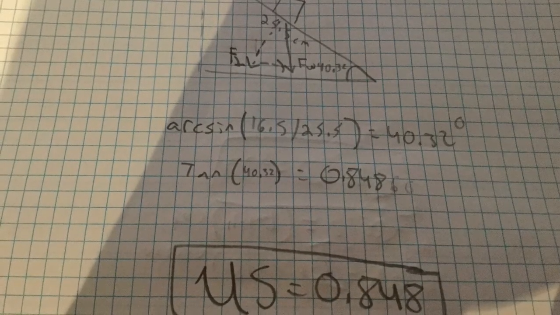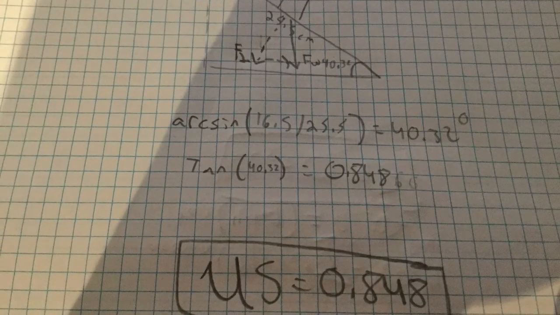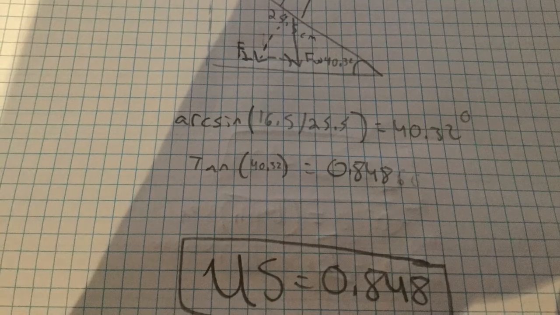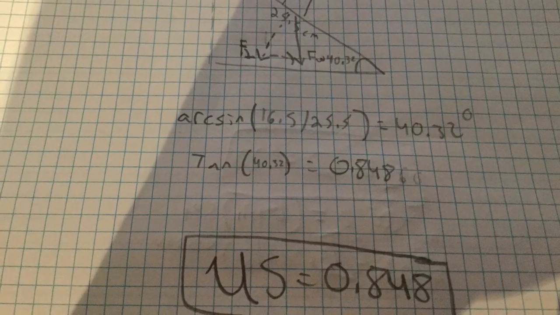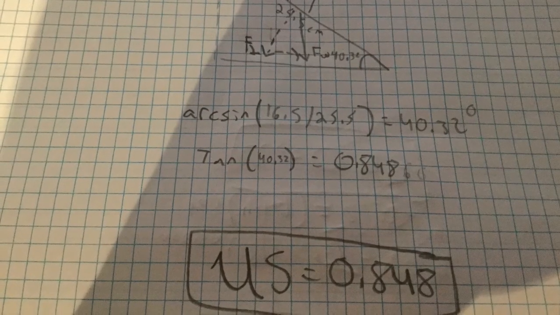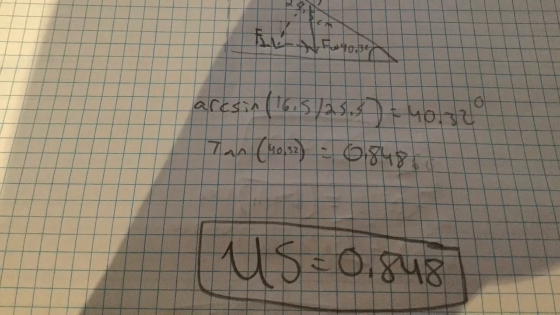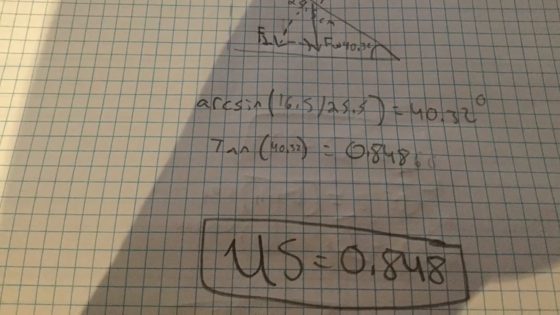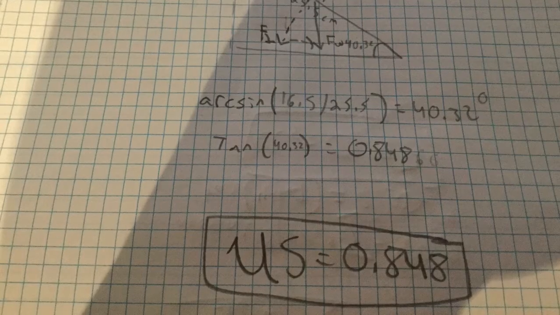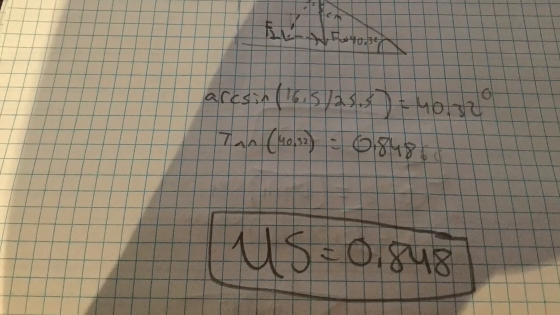By using the meter stick, I was able to find the height at which the donut slides down the plate. That height was 16.5 centimeters, and the length of the plate was 25.5 centimeters. So by taking the arc sine of 16.5 over 25.5, I found the angle was 40.32 degrees. After finding 40.32 degrees, which is theta, you plug that into the tan theta formula in order to find the coefficient of static friction of the donut sliding down the plate.